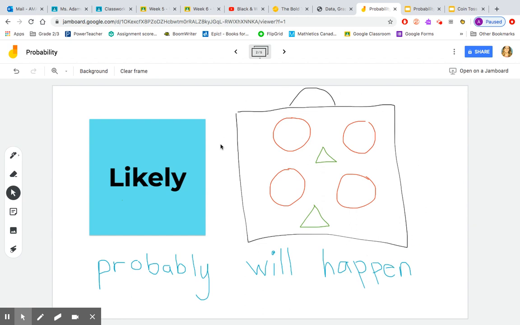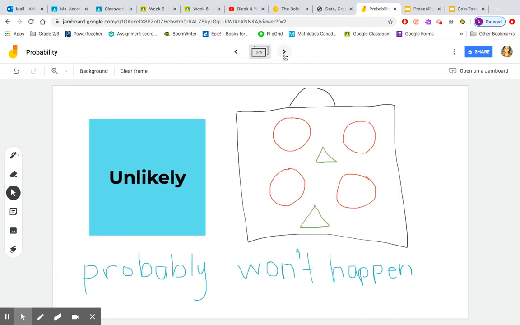Okay. So if we look at this bag here of objects and we have four red circles, one, two, three, four, and we have two green triangles, one, two, it is likely that we will pick a red circle out of the bag because there are more red circles. So, what will probably happen is if we were to pick out one of the objects, we will probably pick out a red circle because it is more likely to happen. More likely.